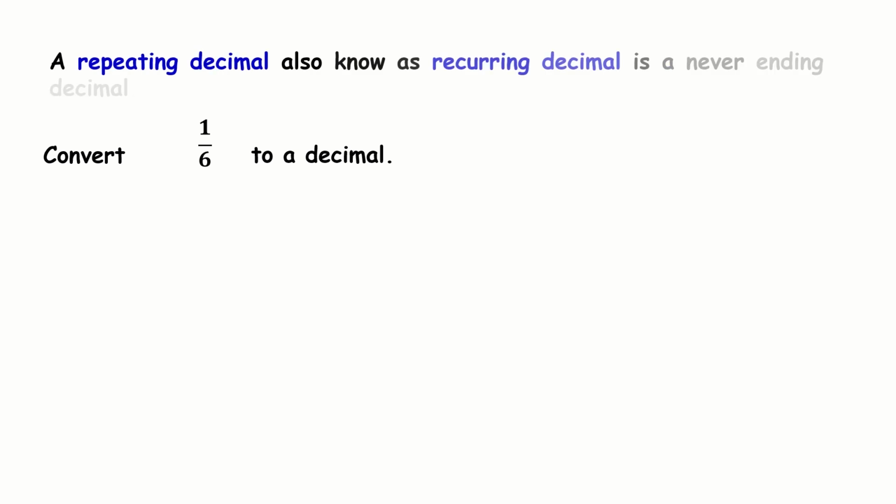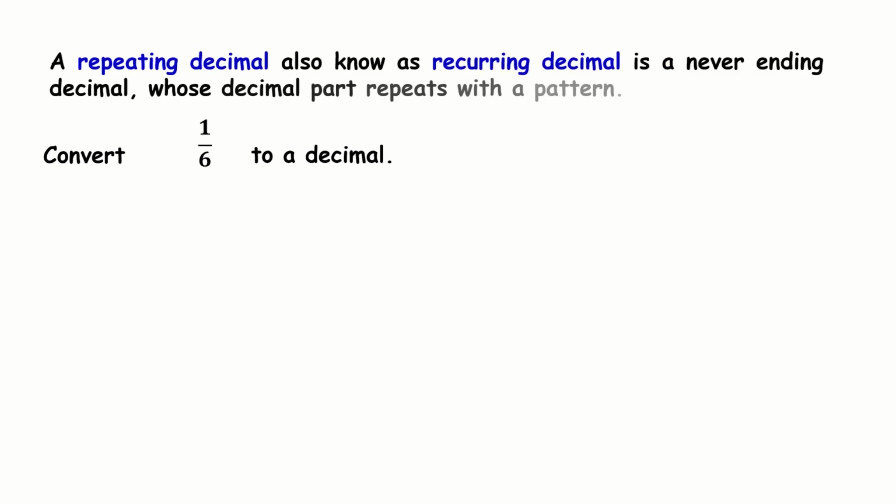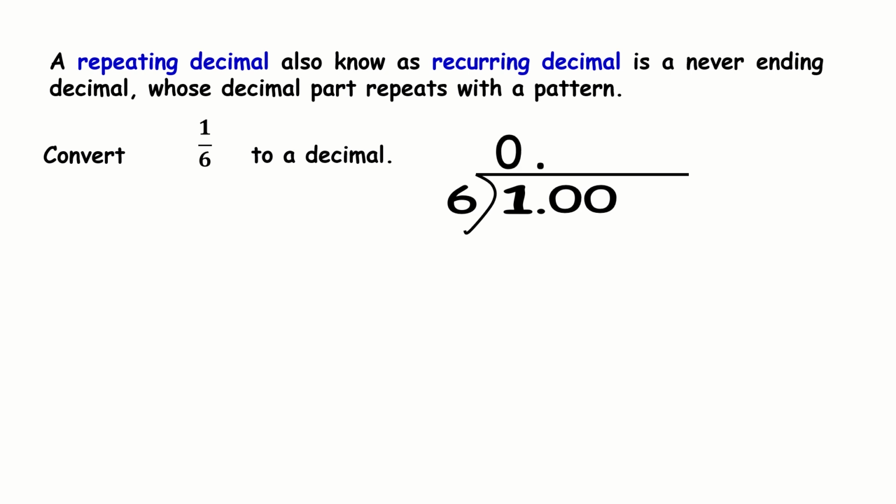A repeating decimal is also known as a recurring decimal. It is a never-ending decimal whose decimal part repeats with a pattern. Now, convert 1 over 6 to a decimal. So, the dividend goes in and the divisor is outside. 1 is too small, so we add 0 and a decimal. So we say 10 divided by 6 is 1. 1 times 6 is 6. 10 minus 6 is 4.